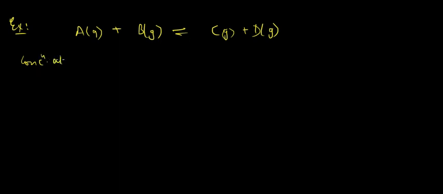So we have A(g) plus B(g) going to form C(g) and D(g), and the concentration at equilibrium of the following gases was each having 2 M concentration. Okay, and obviously then Kc would be 1.